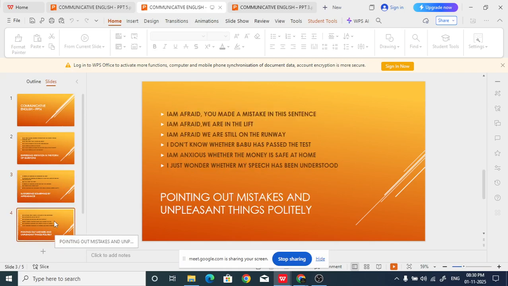Okay, that's next. Pointing out mistakes and unpleasant things politely. You may have, there is a mistake in what your teacher has written on the board or in the sentence or whatever. But then you have to be very careful in pinpointing the mistake, particularly your seniors, your teacher or headmaster, your father or mother, like that. They're all seniors, no? So I am afraid you made a mistake in this sentence. You have to start with I am afraid.